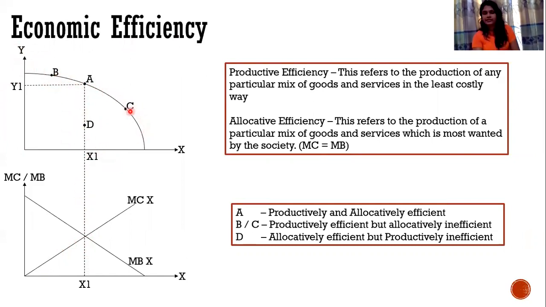That is, it needs to be on the PPC and where marginal cost equals marginal benefit, that is on the diagram given, point A. Point D is allocatively efficient but productively not efficient. Points B and C are productively efficient but allocatively not efficient.